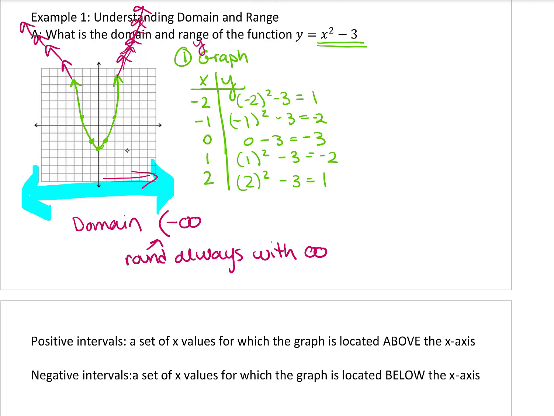And as it goes up, it goes to the right. So we're going all the way to positive infinity. Another way of saying this is all real numbers, but this is interval notation.